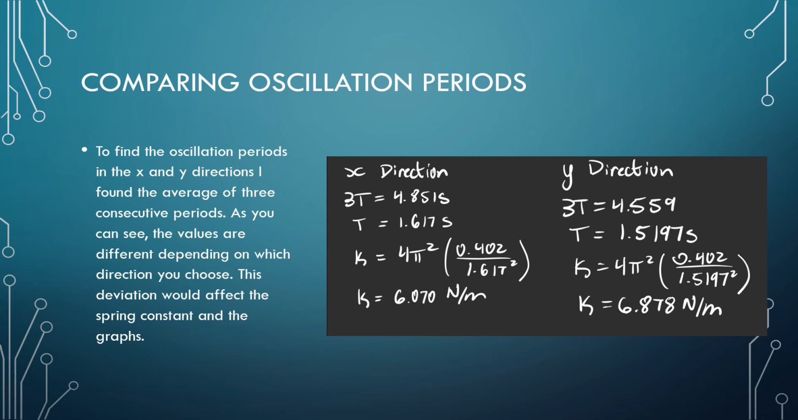And then comparing oscillation periods. So to find the oscillation periods in the x and y directions, I found the average of 3 consecutive periods. As you can see, the values are different depending on which direction you choose. This deviation would affect the spring constant and the graphs.